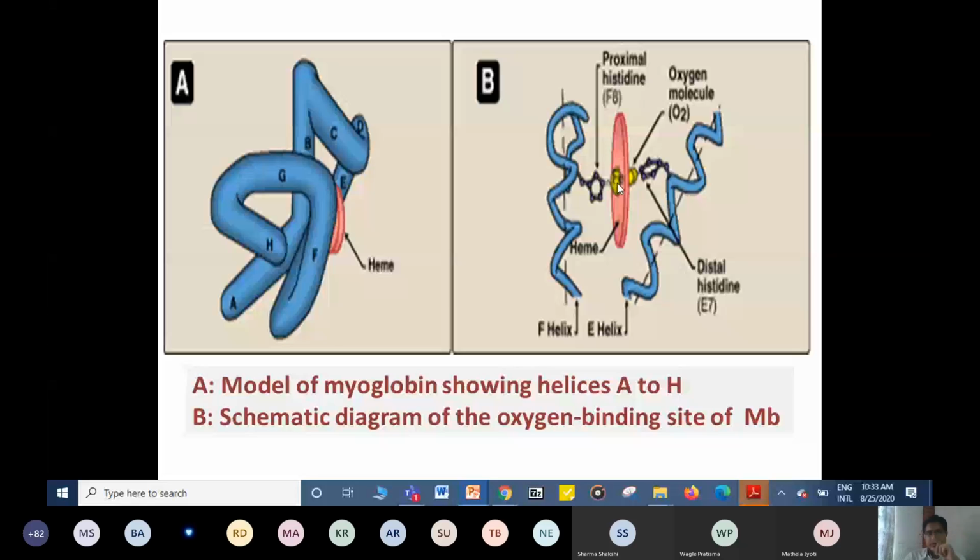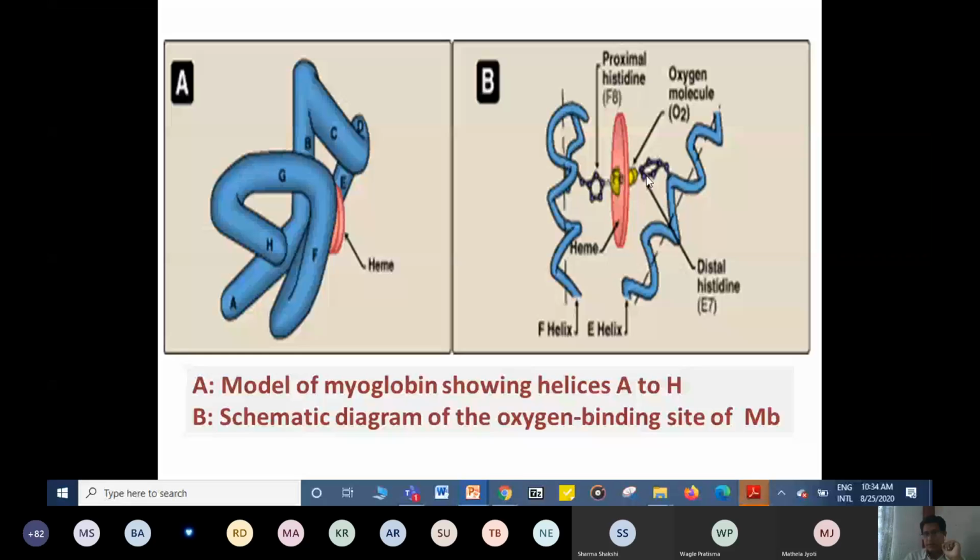Okay, among the 6 valencies, 4 valencies are with the nitrogens, and 2 valencies, one with the proximal histidine, it binds directly, and the other valency binds with the oxygen, and the binding with the oxygen is stabilized by this distal histidine. It is because of the charge of the histidine.